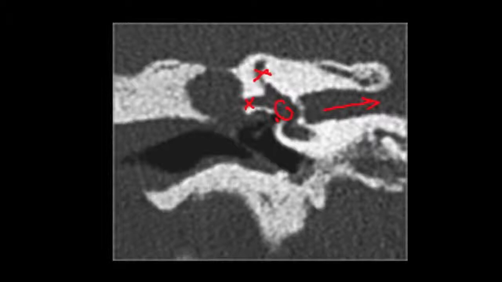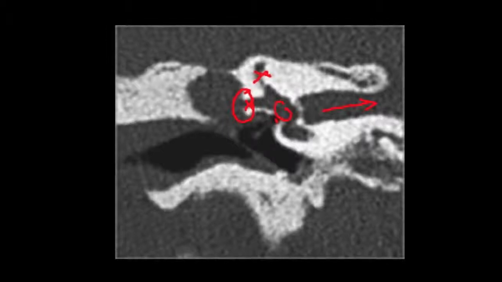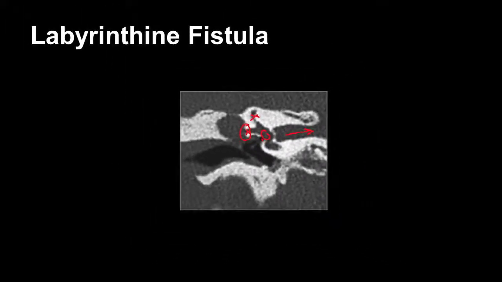Here you can see an erosion right here of either infection, or in this case this is probably cholesteatoma, but nonetheless it can cause erosion into the inner ear structures, causing a labyrinthine fistula. These patients will tend to complain of hearing loss and maybe some dizziness as well as some tinnitus.